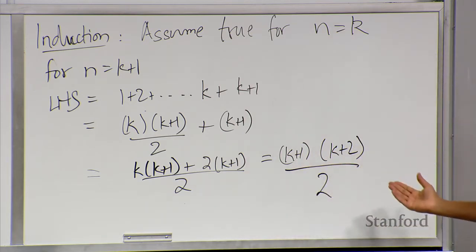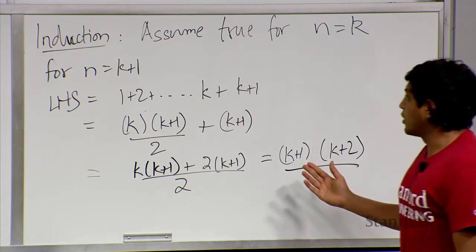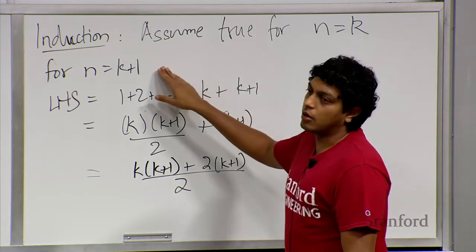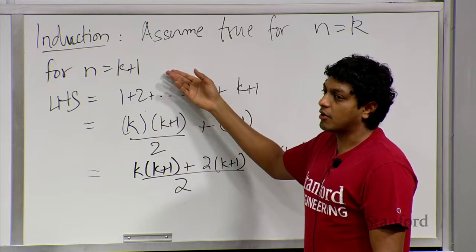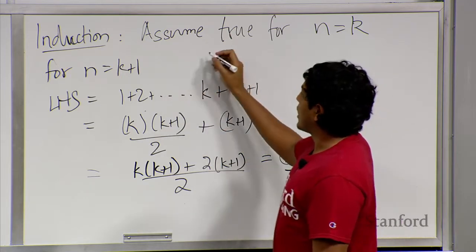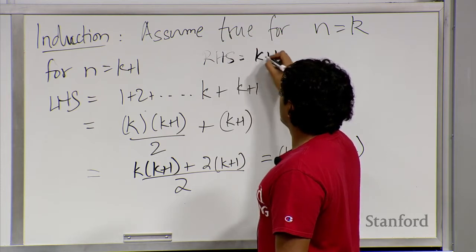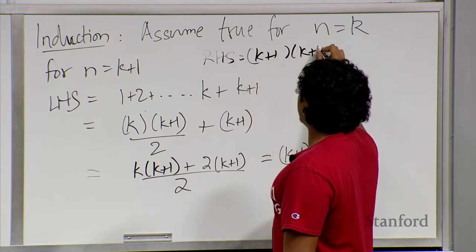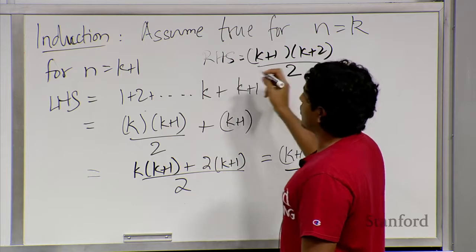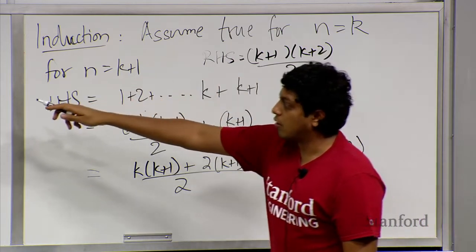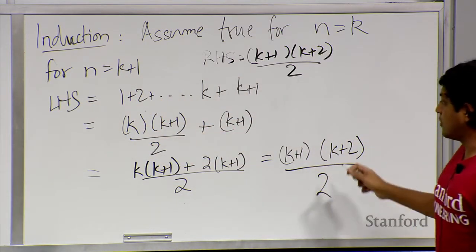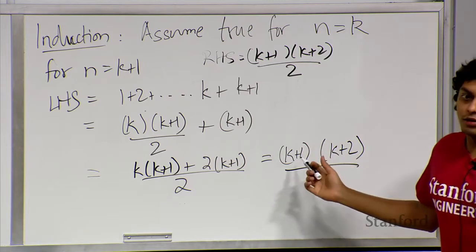But this is what we wanted to prove, right? We had to prove the statement for n equals k+1. For this, the right hand side would have been (k+1)(k+2)/2, since we substitute n equals k+1 in our original formula. And this is what we have got from the left hand side.